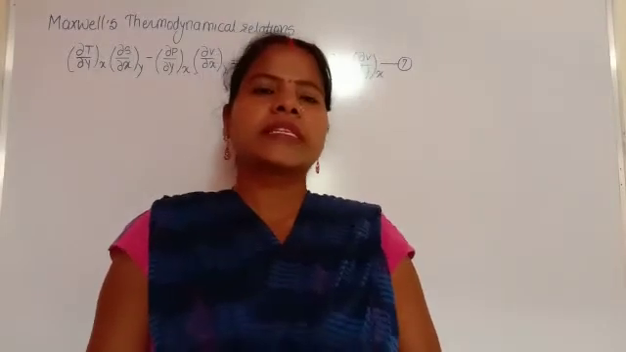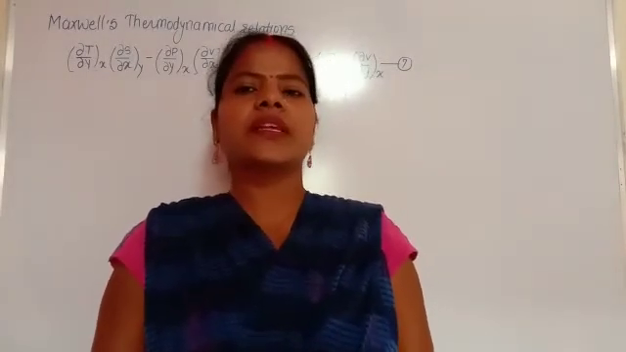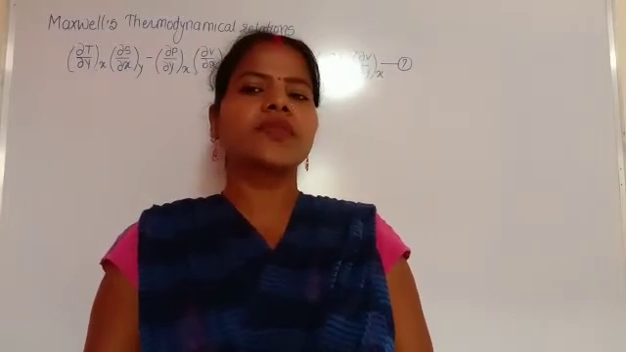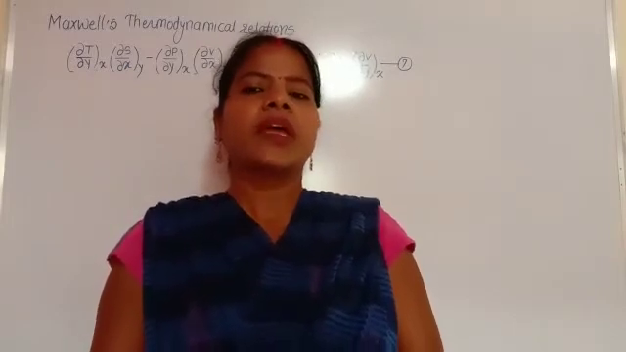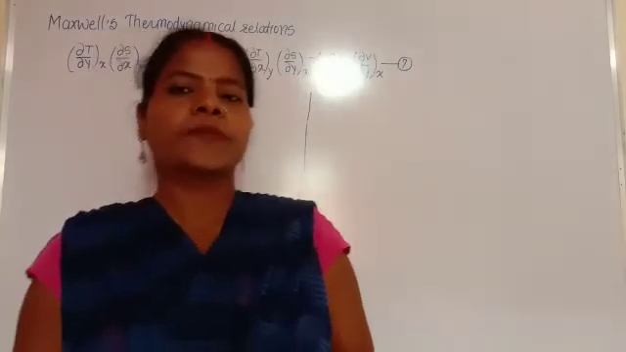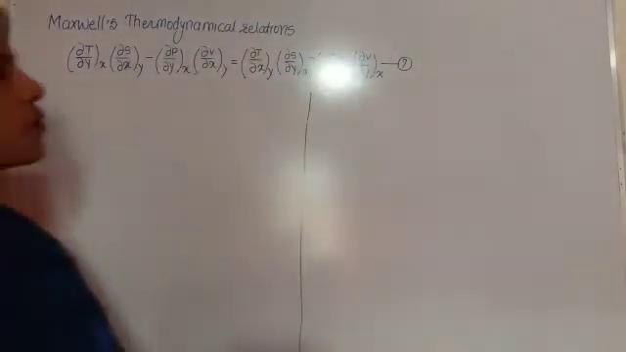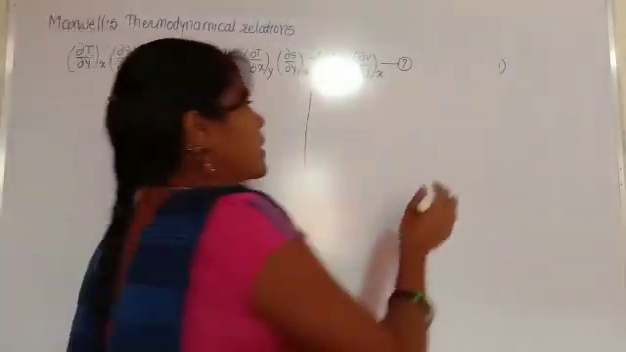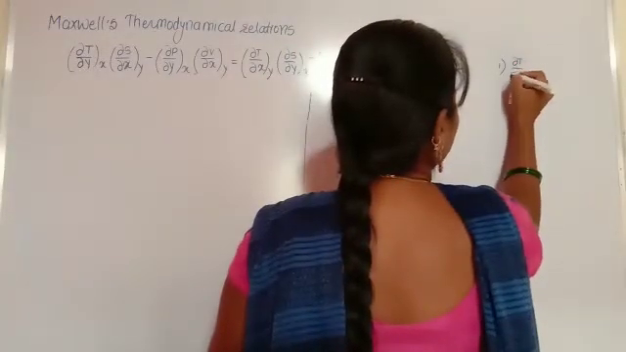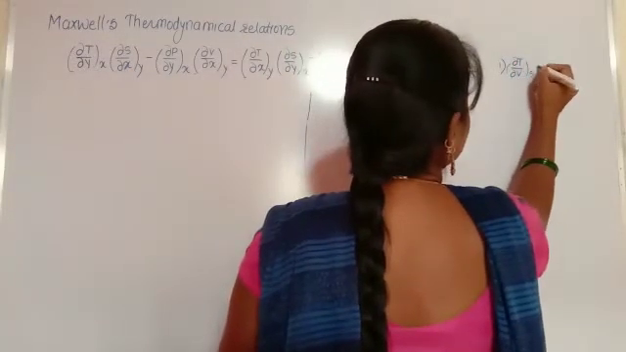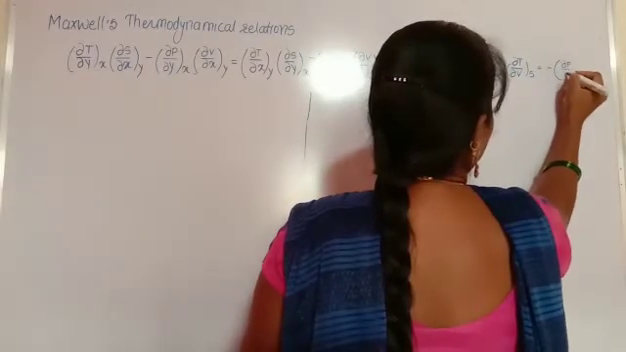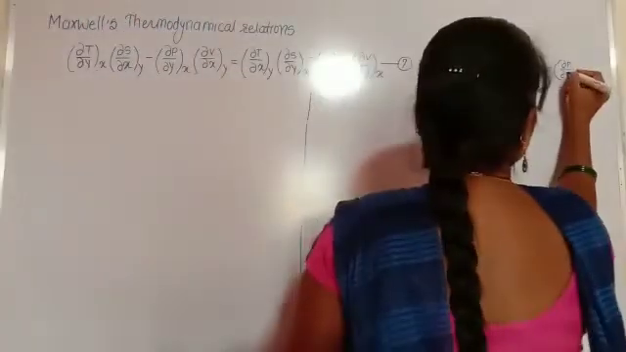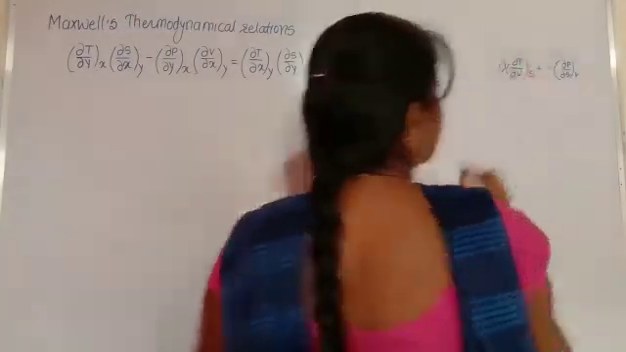In the previous class we understood two types of Maxwell thermodynamic equations. The first equation is del T by del V at constant S equals minus del P by del S at constant V. This is the Maxwell first equation.